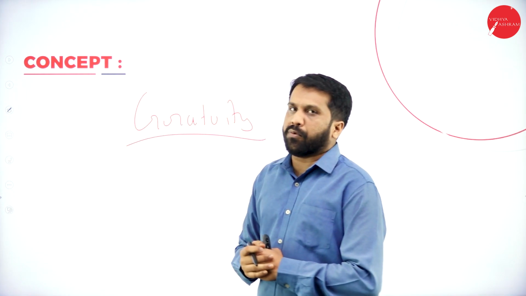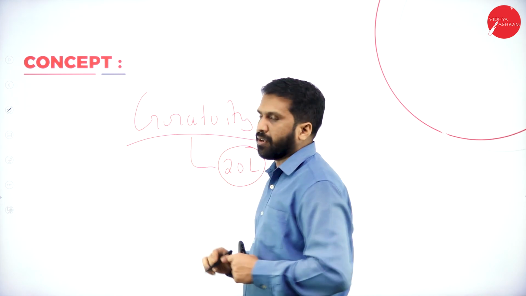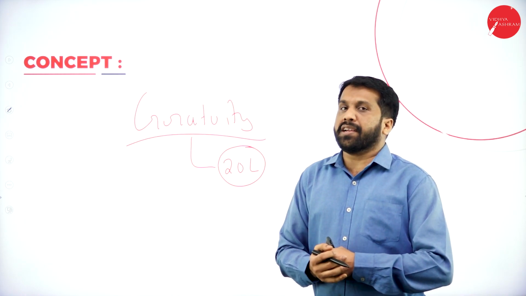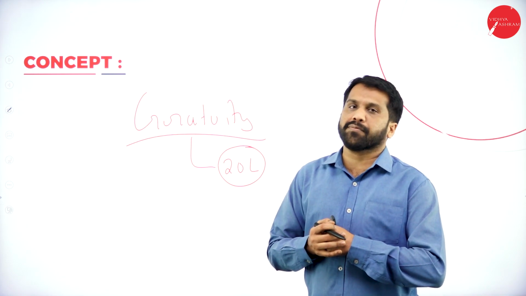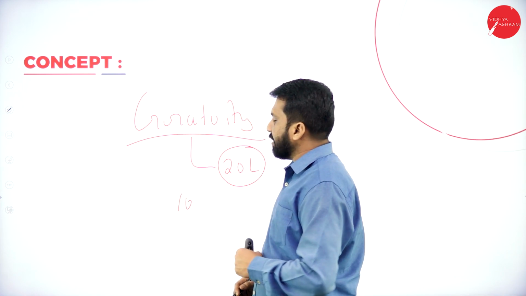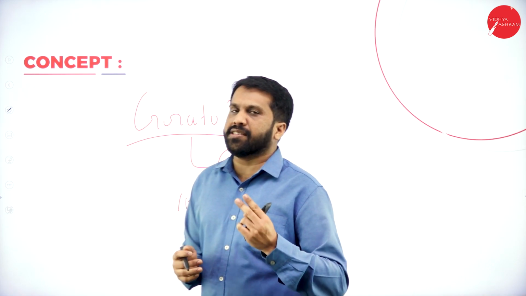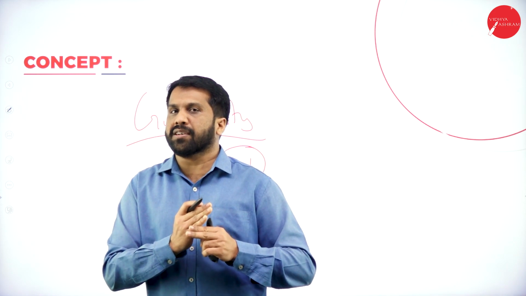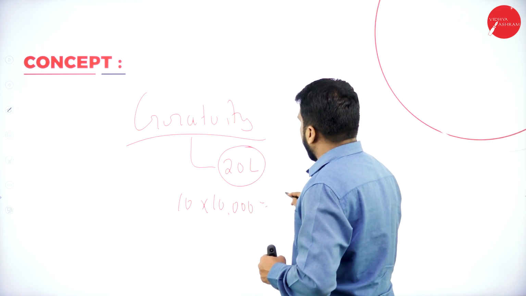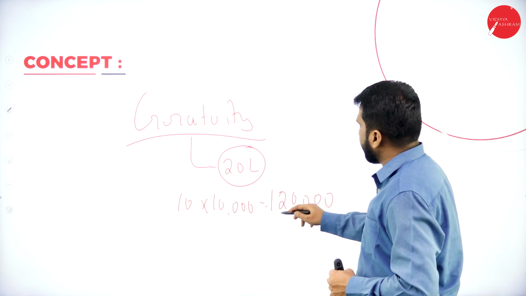Now, under gratuity, what happens? Remember, up to 20 lakh is your gratuity limit, or half month of your recent salary multiplied by your completed years of service. If you have completed 10 years, then for every year your half month salary will be multiplied. Just assume that your salary is 20,000. Half month salary is how much? 10,000. So 10,000 into 10, it will be 1 lakh.